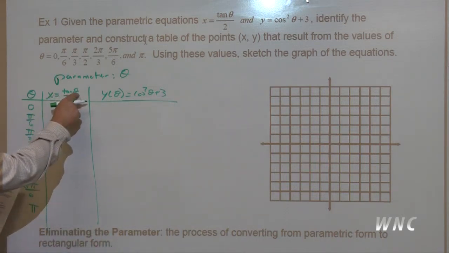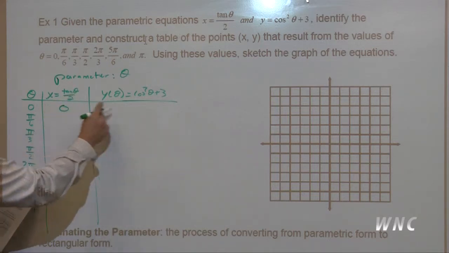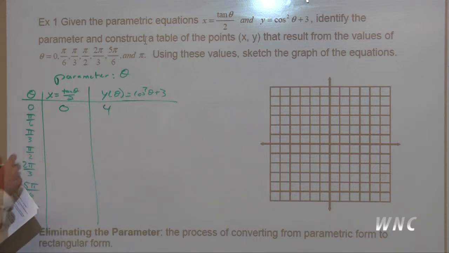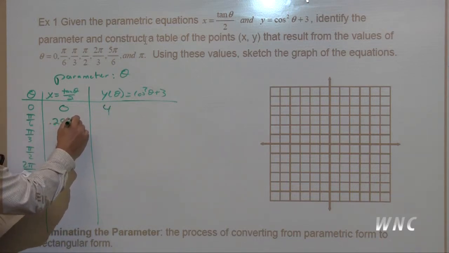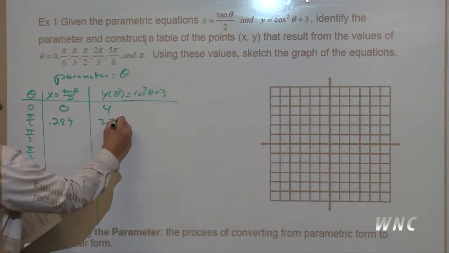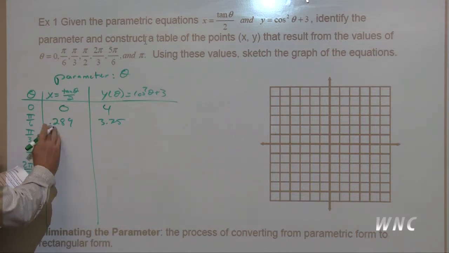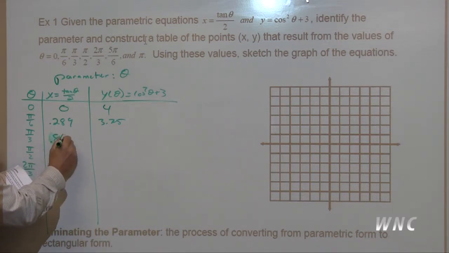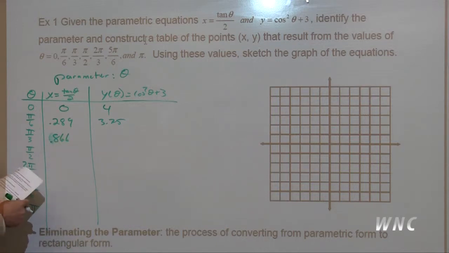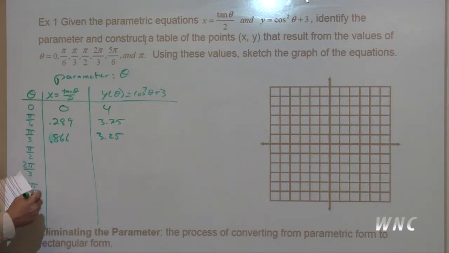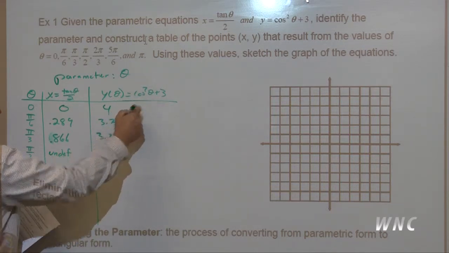So if I put in 0 for theta on the tangent, I get 0. And here, cosine squared of 0 is 1. 1 plus 3 is 4. Pi over 6, we're at 0.289 and 3.75. Pi over 3, we're at 0.866 and 3.25. For pi over 2, tangent of pi over 2 is not defined, so it's undefined. And over here, cosine of pi over 2 is 0, so it's just 3.